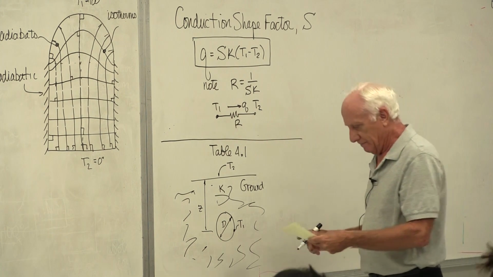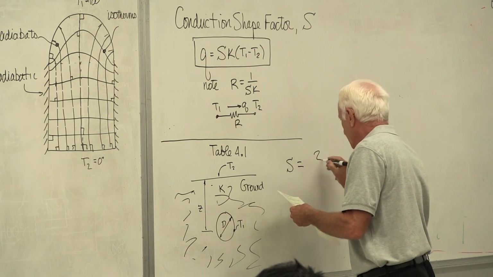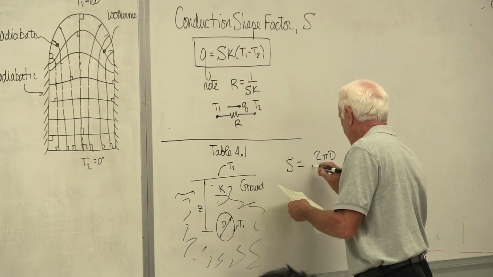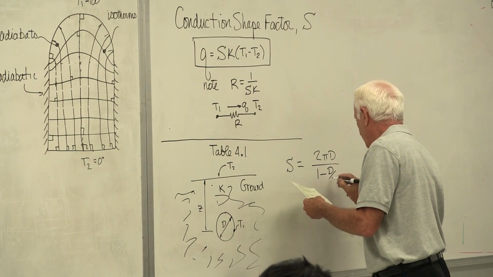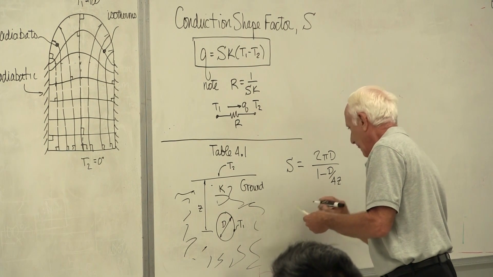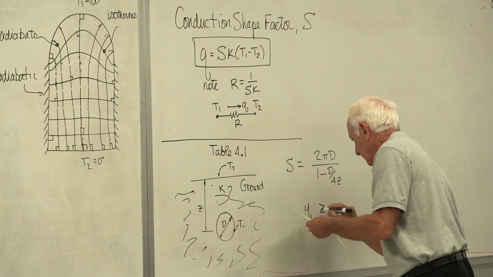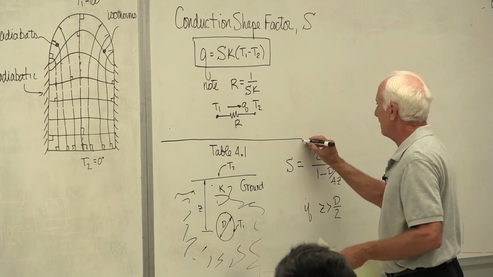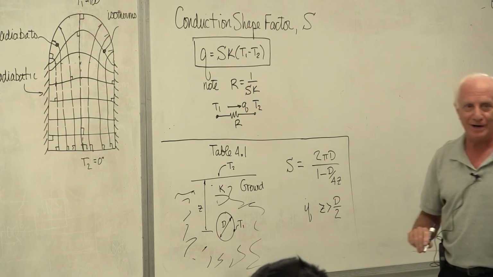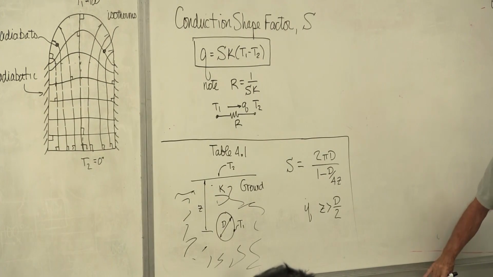Okay. With that picture then, he says that the shape factor S is 2 pi d divided by 1 minus d over 4z. You can only use that if z is greater than d over 2. That means the sphere has to be buried underground. It can't have part of the sphere outside the ground surface. It must be totally buried underground.